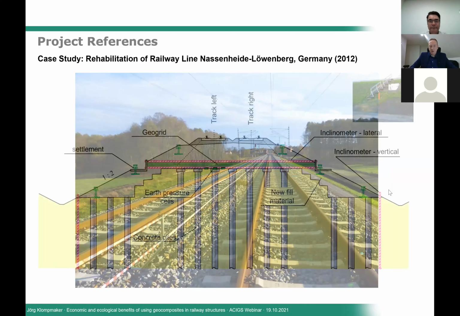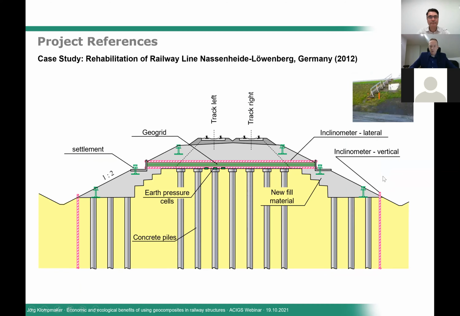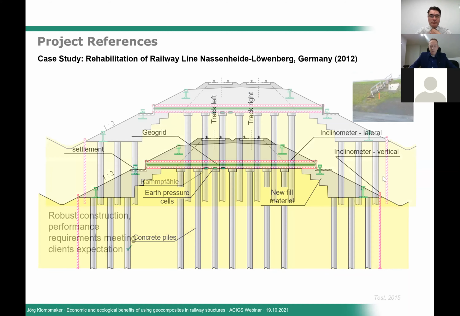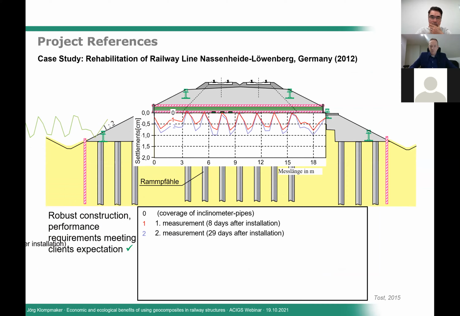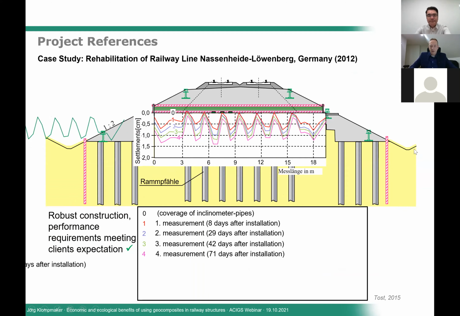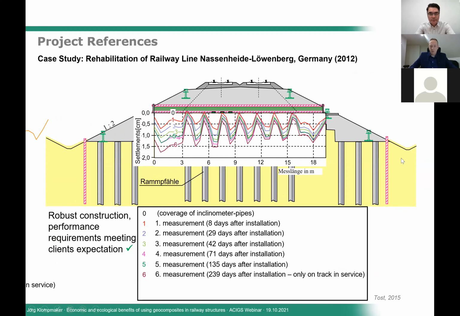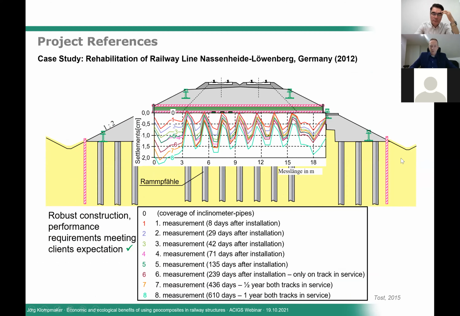Very nice part of this project was that monitoring was also carried out and settlements were measured. And settlements were measured over a period of 2 years, and 1 year after putting the railway traffic on top, only differential settlement of maximum 20 millimeters were measured, which were well within the specification and showed the robust construction performance, which met the requirements of the client.